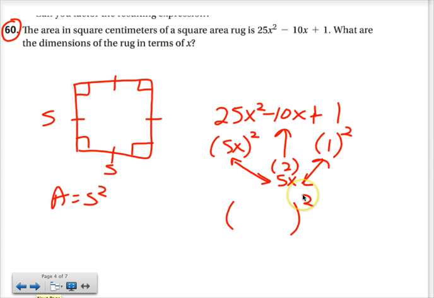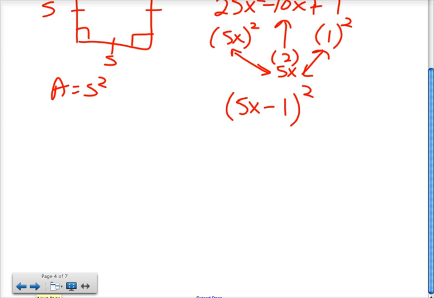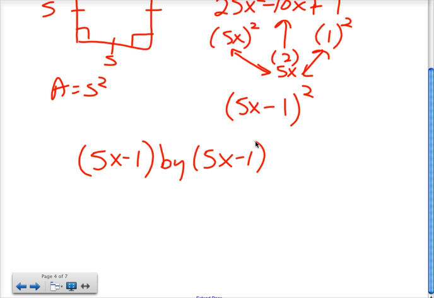So that means, again, that we had really one dimension, and it's the same dimension all the way around the square, and it had to be 5x in the front to multiply to give you the 25x squared, a 1 in the back to multiply to give you the positive 1, but this one needed to be 5x minus 1 squared. So when they ask for the dimensions in terms of x, it's 5x minus 1 by 5x minus 1, because it is a square. So that would be the dimensions that we would need.